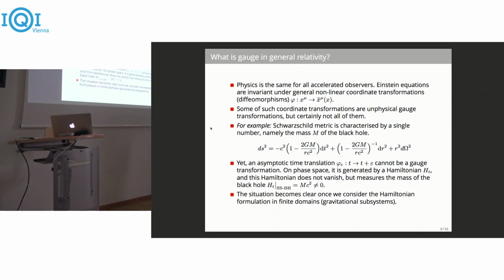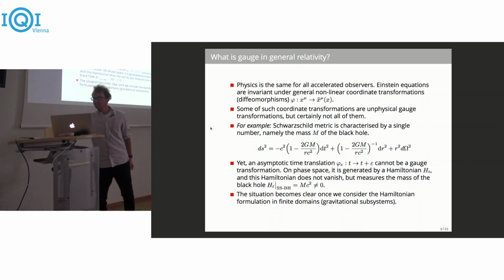Well, on phase space, we expect that such time transformations are generated by a Hamiltonian, by the Hamiltonian of the system. And the black hole space-time has a mass, so we expect that the value of the Hamiltonian evaluated on such a black hole space-time just gives the energy or the mass of the black hole. In other words, the Hamiltonian does not vanish, and this is an indication that it's not a gauge symmetry, but it has a finite value if evaluated on such a geometry, which is the mass. And therefore we expect that such asymptotic time translations are not gauge transformations.